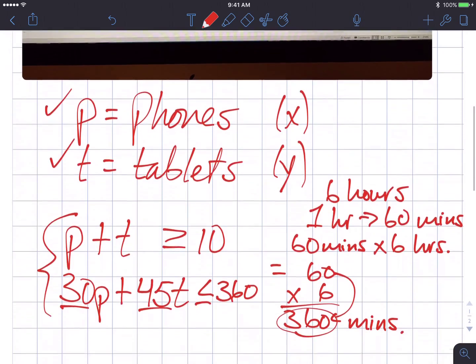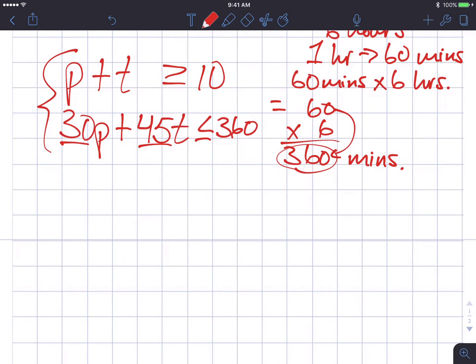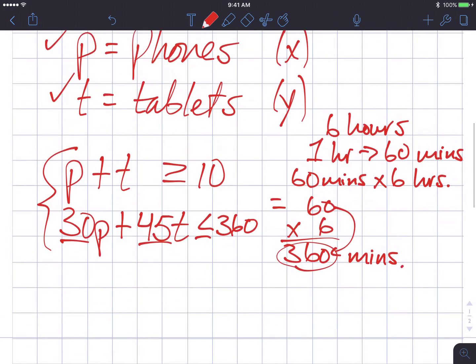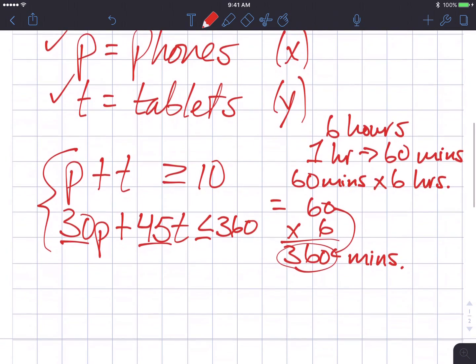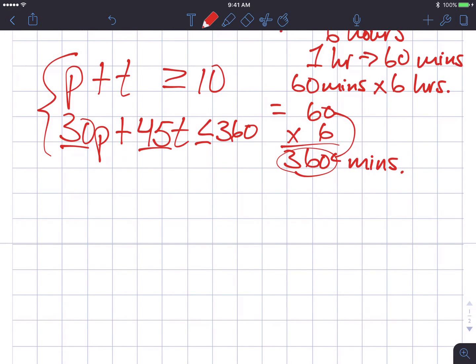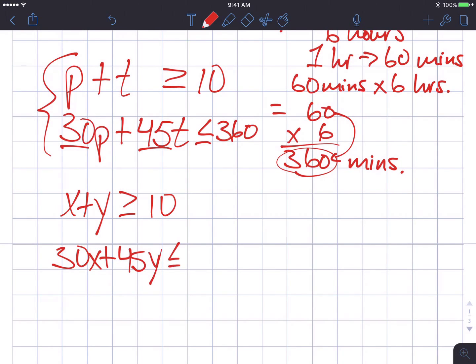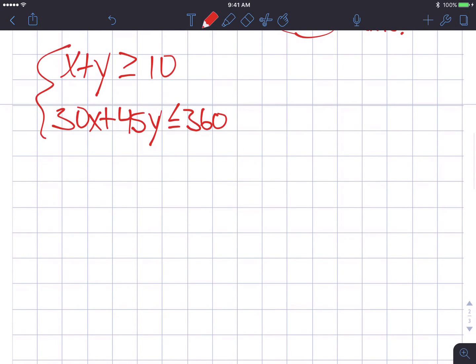Graph the inequalities. We could do that one at a time. So you know what I'm going to do? I'm going to turn them to x and y because they might get a little too tricky. So I'm just going to turn this to x plus y greater than or equal to 10 and 30x plus 45y less than or equal to 360. Okay? And I only changed them to x and y so that it looks more familiar, okay? No big deal. So let's go ahead and graph these.